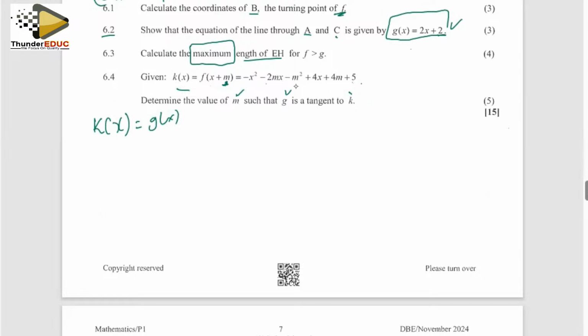Okay, so it's going to be negative x squared minus 2mx minus m squared plus 4x plus 4m plus 5 must give us 2x plus 2. Let's move everything to the other side.